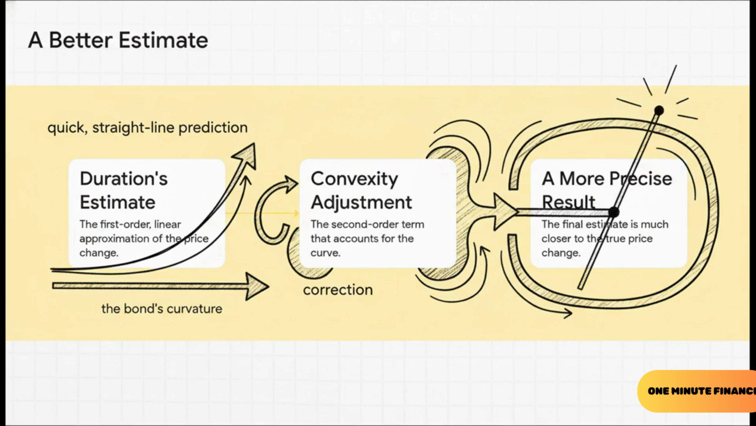So here's the really crucial part. It's about how these two work together as a team. To get a much more accurate estimate of a price change, you start with duration's quick and dirty straight line prediction. Then you add this little correction on top based on the bond's convexity. And that convexity adjustment, that's what accounts for the curvature and pulls your estimate way closer to the true price.